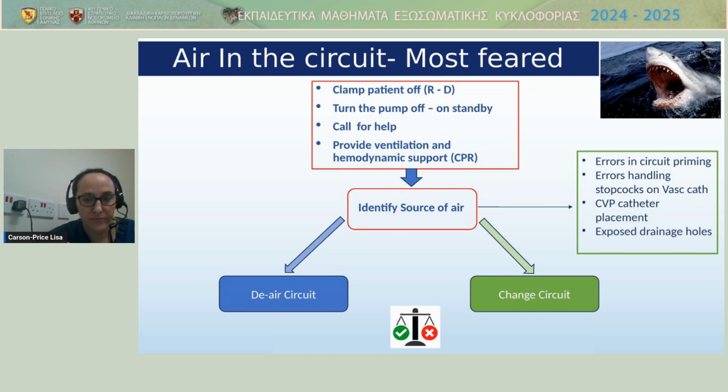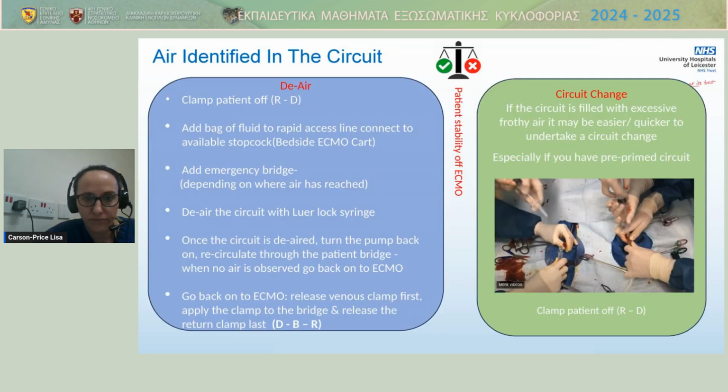or by exposing the drainage holes of the cannula. So when you do identify air, you need to make a choice whether you're going to de-air the circuit or whether you're going to change the circuit. And I would say that you have a choice, because if you have big chunks of air, it's great. It's pretty straightforward to remove. However, if you have a lot of frothy air within your ECMO circuit, it's very difficult to remove, and a circuit change may be beneficial in this situation.